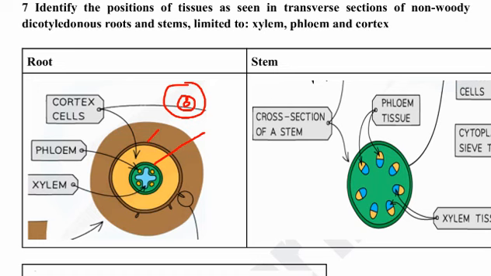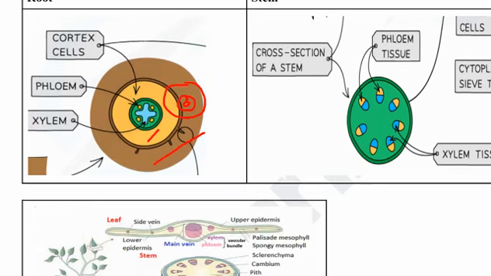But in case of leaf, it is the opposite: the outer portion is xylem and the inner portion is phloem. So here you can see this inner portion is phloem and the outer portion is xylem. But in case of root and stem, it is opposite. The inner portion is xylem and the outer is phloem.